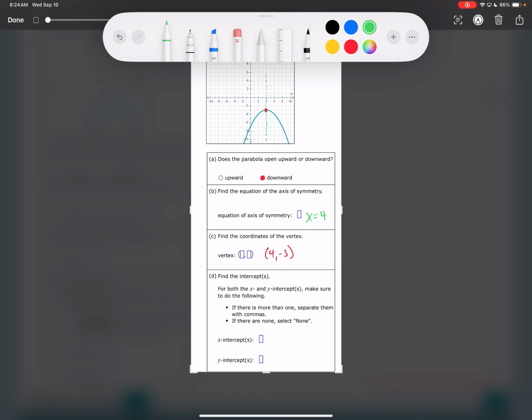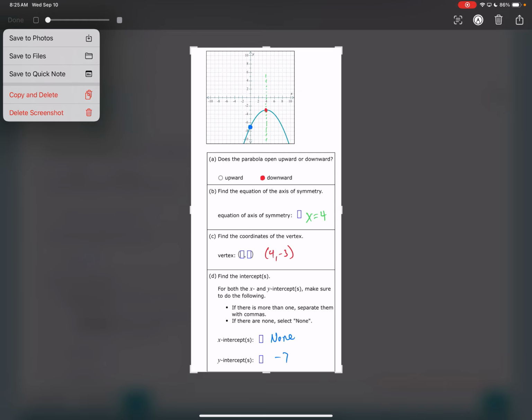My x-intercepts: it never crosses the x-axis, does it? It does cross my y-axis at negative 7. My y-intercept is negative 7. My x-intercept is none. Sometimes you'll get none on the x-axis. You should always get one on the y-axis. Sometimes you'll have two on the x-axis as well. I might do another one real quick just to show you.